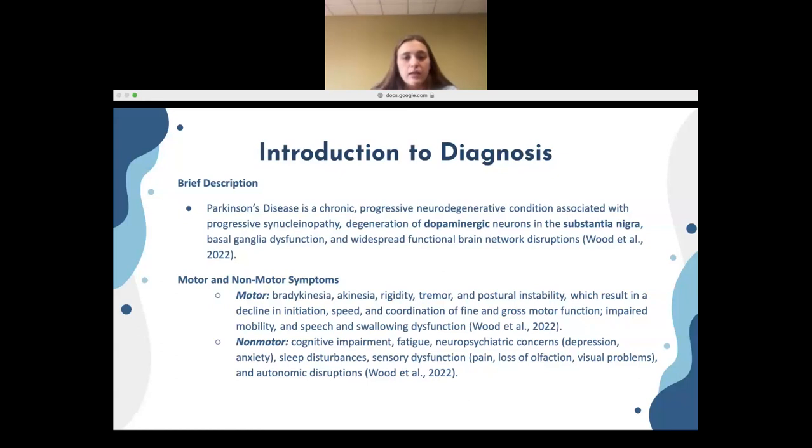There's bradykinesia, akinesia, rigidity, postural instability, decline in initiation and speed, coordination of fine and gross motor function, impaired mobility, speech and swallowing dysfunction, and then non-motor: cognitive impairment, fatigue, neuropsychiatric concerns such as depression and anxiety, sleep disturbances, sensory dysfunctions such as pain, loss of smell, and vision problems, as well as autonomic disruptions such as temperature regulation.